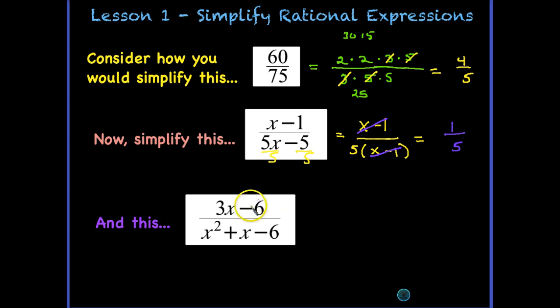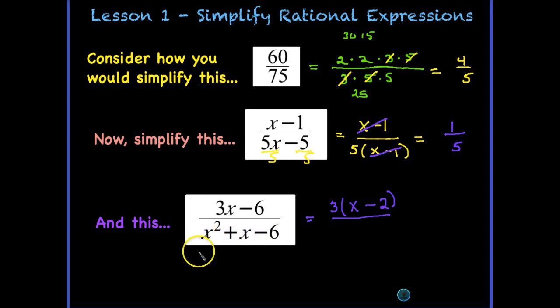Let's go ahead and do the same thing now for our last problem. Again, I look to see how I can factor my numerator, and it looks like I have a GCF of 3. So I'm going to factor out a 3 and write what's left. If I factor a 3 out of 3x, I get x. If I factor a 3 out of minus 6, I get 2. Actually, I get minus 2. Now my denominator is going to be a little more tricky.